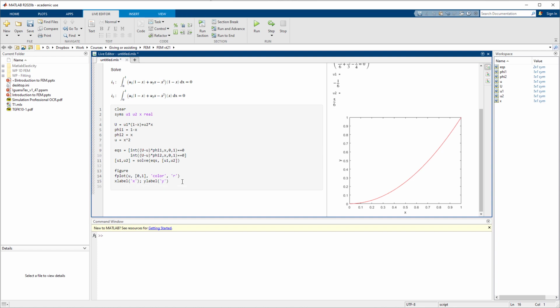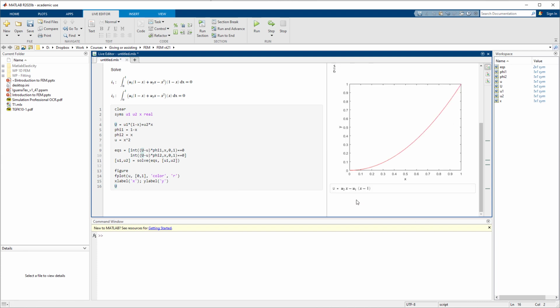Okay, now for U, if I just type out U, it's not going to be substituted with our solutions here. So we might do that with subs. It's going to look, okay, what does U contain? U1 and U2. Okay, are these variables set? Yes, they are. Let's substitute them. It's not going to override them though. So this is my final linear equation. And now I want to plot it.